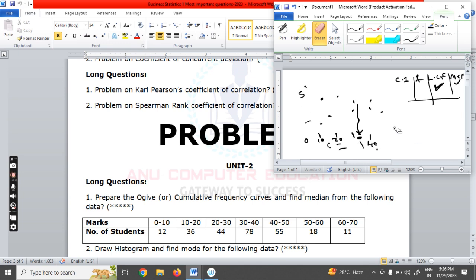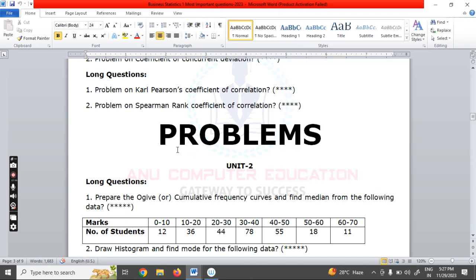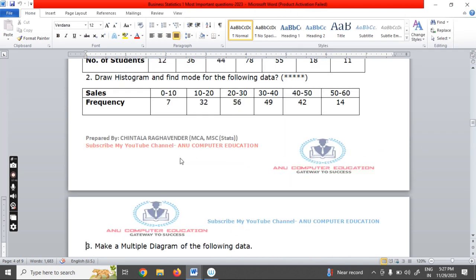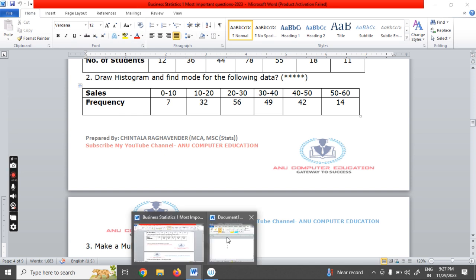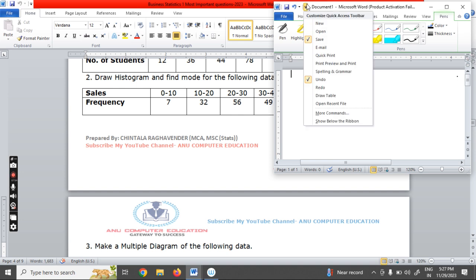Next, coming to the very important question, the histogram. What is the meaning of histogram? How to draw the histogram for the given problem? I am going to explain that problem now. So how to draw the histogram? First, same thing for the histogram also.